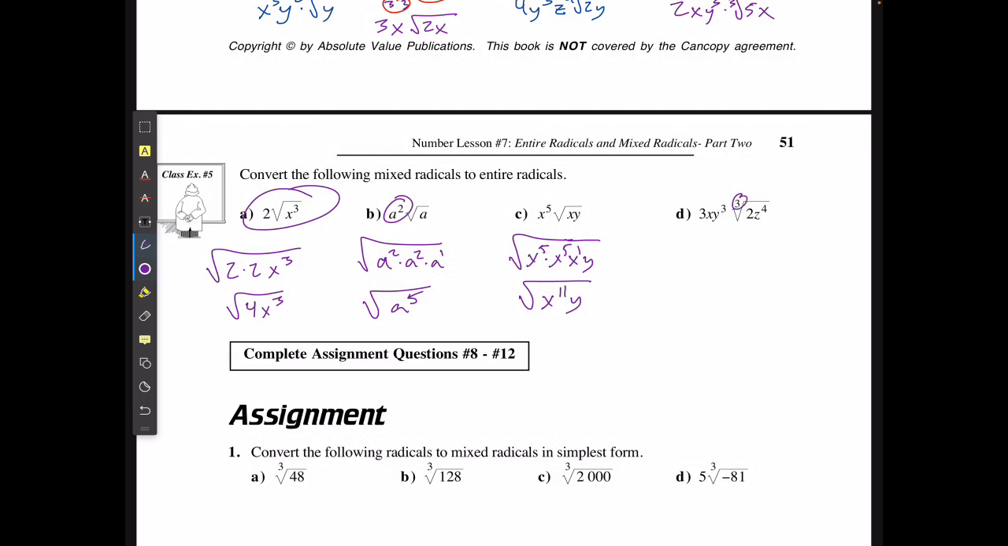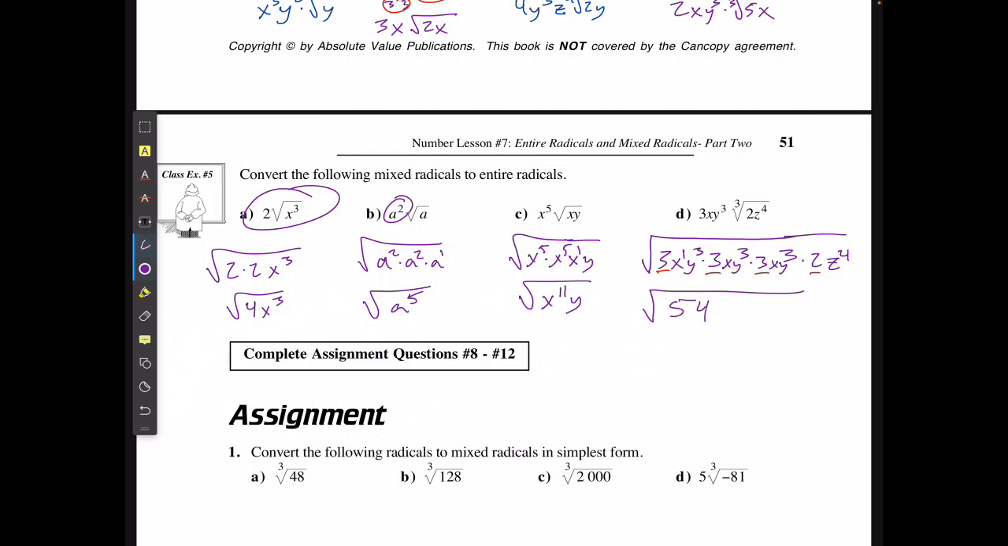And if I'm doing it for a cube root, remembering I'm multiplying it 3 times. So typically for these, because I have 3xy cubed times 3xy cubed times 3xy cubed times 2z to the 4, I would look at the coefficients first. I need to remember to do 3 times 3 times 3 times 2. And if I take 3 times 3 times 3 times 2, I get 54.